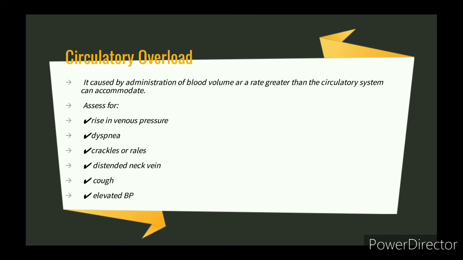Next is circulatory overload. Pag sinabi natin circulatory overload, it is caused by administration of blood volume or rate greater than the circulatory system can accommodate. What is the assessment? Ano po yung i-assess natin? First is the rise of venous pressure, dyspnea, crackles or rales, and then distended neck vein, then nagkakaubo ang pasyente, and then nagkaroon siya ng elevated blood pressure. Pag nakita nyo po yan, ayan po ay circulatory overload.